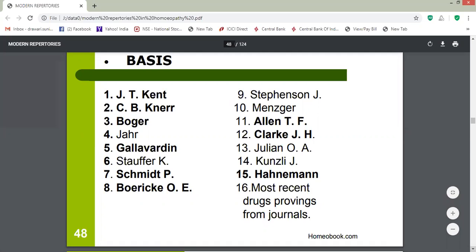So these 16 authors are the sources of material included in this Synthetic Repertory. From all their work, the important data was collected by Dr. Barthel and Dr. Klunker, and they constructed this Synthetic Repertory.